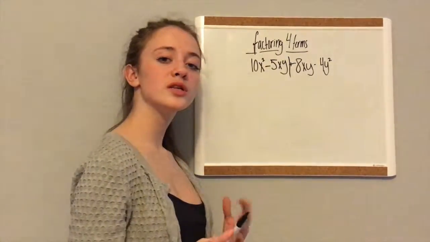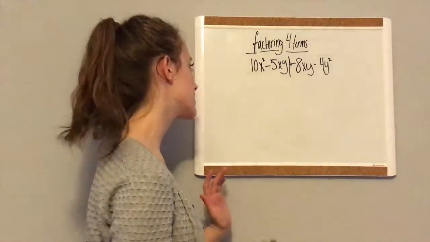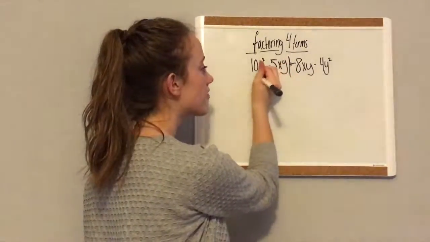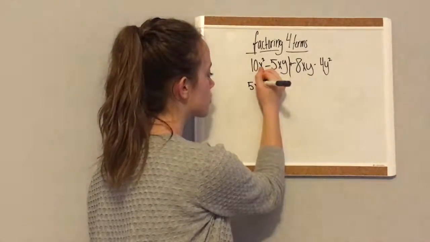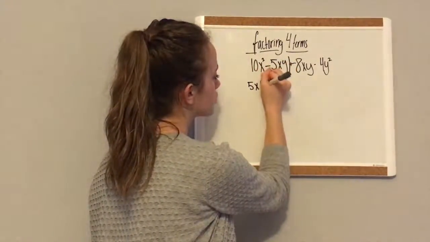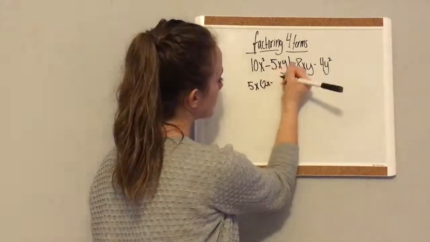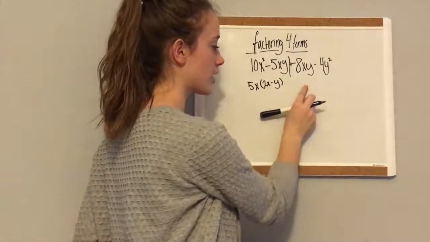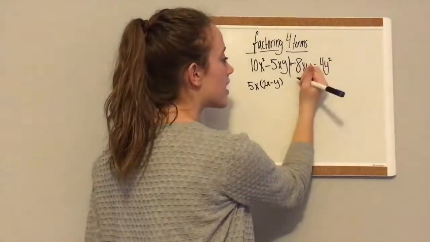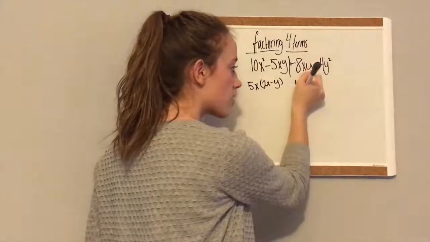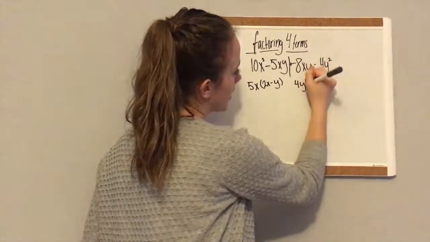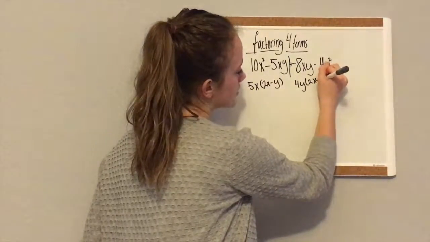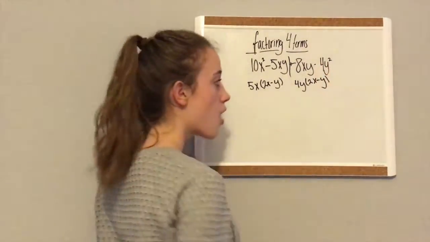So what we're going to do is really just factor out a GCF. We can take out a 5x from the first expression, and you will be left with a 2x minus y. And then if you factor out a 4y on this side, you end up with a 2x minus y on this side.